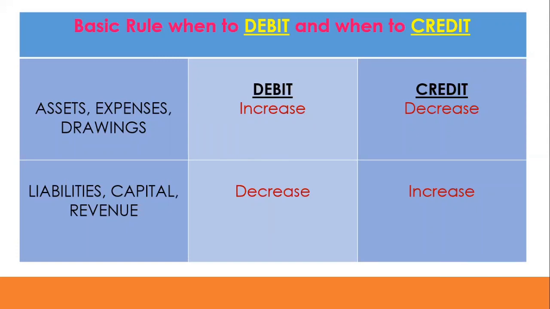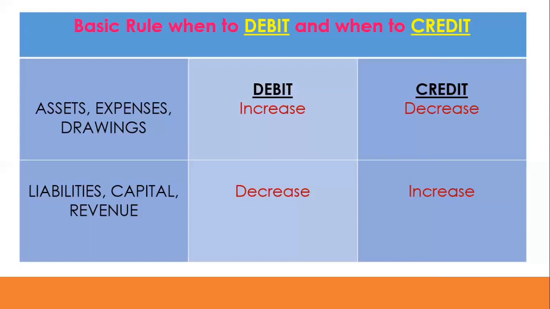And as you can see on the presented tabulation, when a transaction causes our assets, expenses, and drawings to increase, then we have to debit our account. May it be an asset account, an expense account, or a drawing account. However, if the transaction causes assets, expenses, and drawings to decrease, then we have to credit our account.